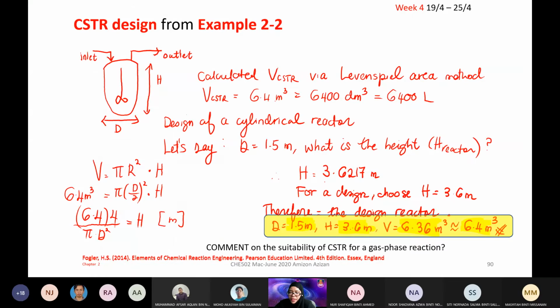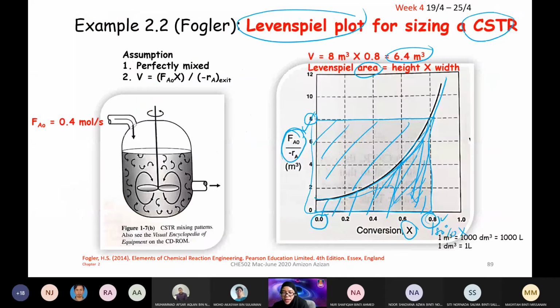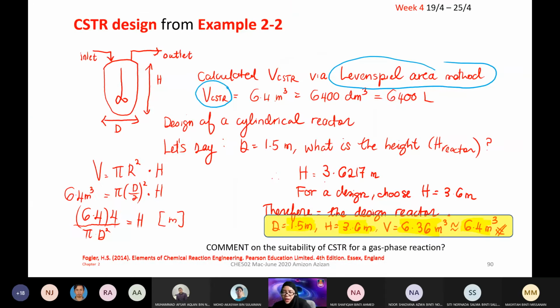So this is what it means. The volume for the CSTR according to the Levenspiel area is simply 0.8 times the y value there, giving the whole shaded area. So knowing that, to achieve 80% conversion, we need 6,400 liters.